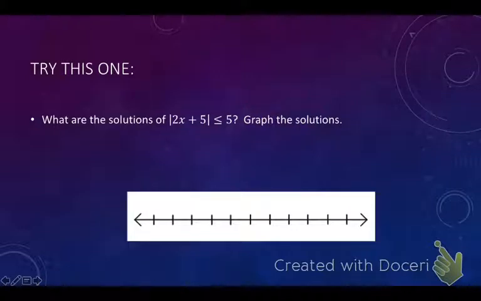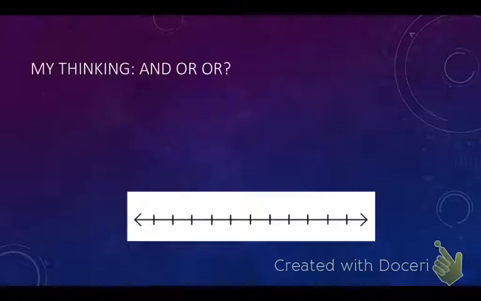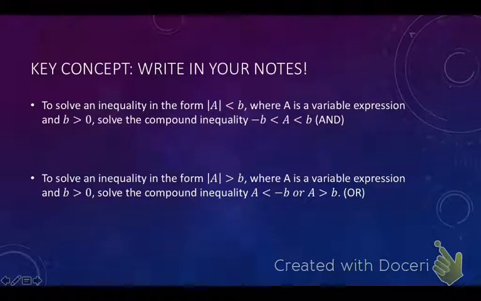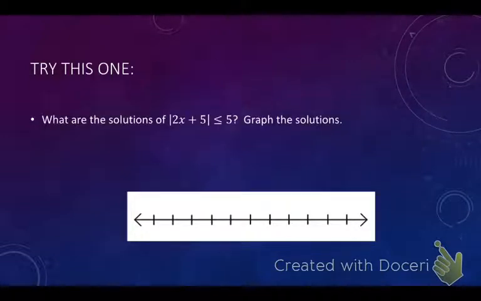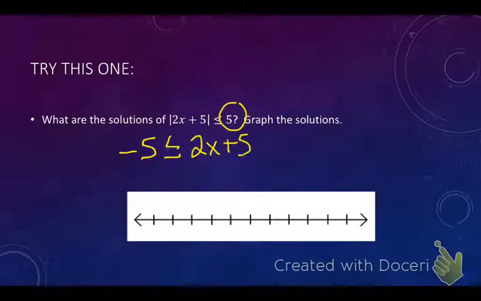Okay, if we look at this one, the difference here is that we now have a negative or less than or equal to symbol, which means that we're going to use and. So I'm going to take the inside and the outside, and I'm going to write negative 5 is less than or equal to 2x plus 5, which is less than or equal to positive 5. Okay? So this is my A, this is my B, and I'm substituting it into the notes that I took.